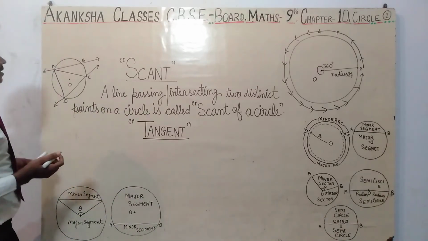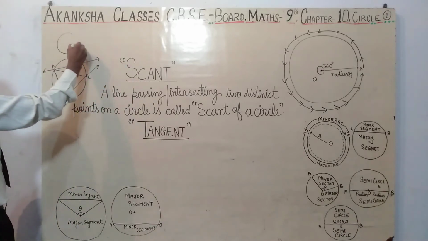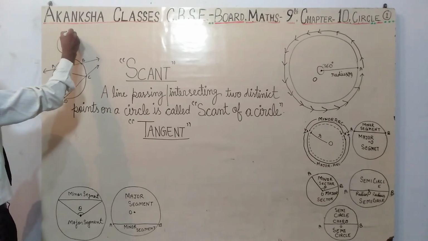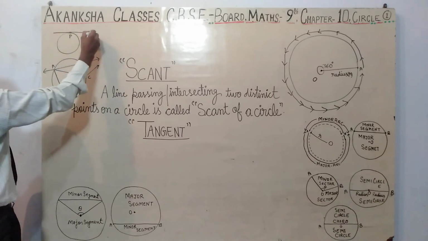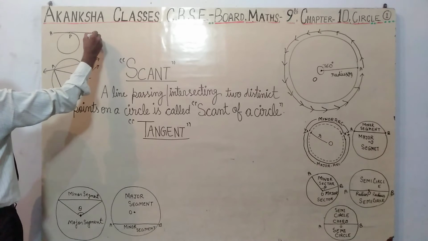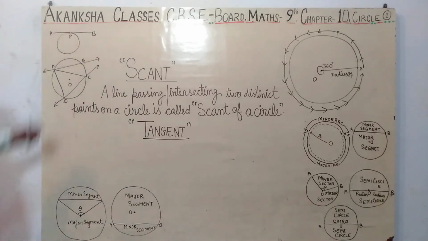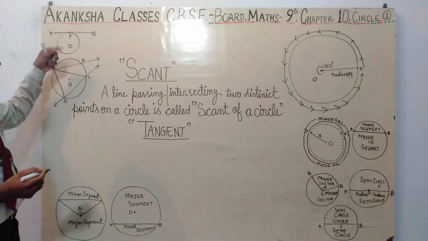Let's understand that word tangent. Let's take an example of this circle, say C, and this is a point on the circle, say P. Now this line AB is called a tangent of the circle. Thus, we can define the tangent of a circle like this.